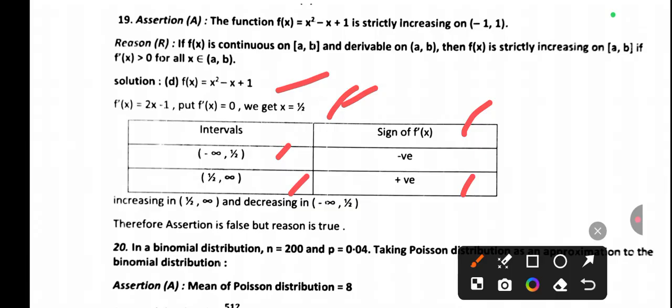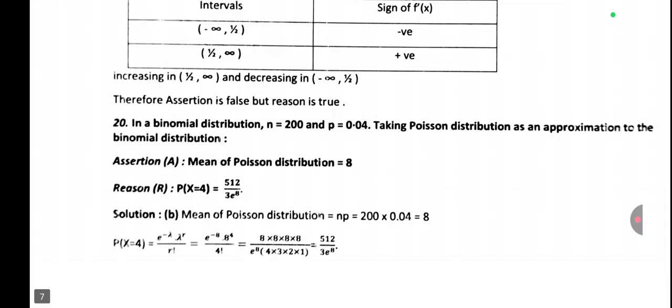Check. The first one they said strictly increasing in minus 1 comma 1. No, because one interval is decreasing, one interval increasing. So assertion is false. Okay, the reason: the function is continuous on the closed interval and derivable and it's strictly increasing, that is all correct. So assertion is false, reason is true. So actually easy now. So option D. I think the same content has been asked already.